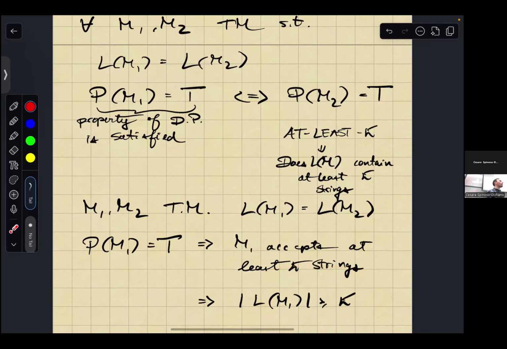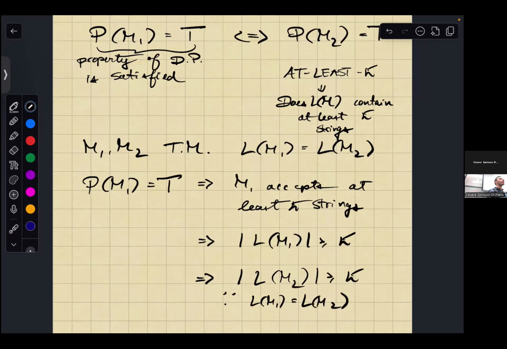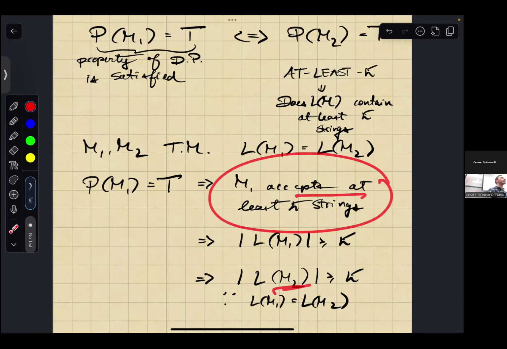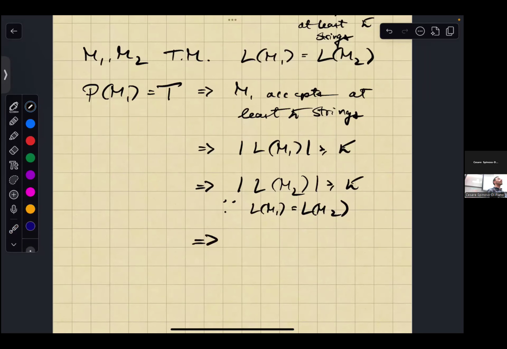Now, it's very important that I've represented this in terms of L of M1. Why? Because the only thing I know about M1 and M2 is that they accept the same language. But that's actually quite useful here, because since L of M1 is equal to L of M2 by assumption, I have the same thing about L of M2. And this is just a slightly more formal way of saying M2 accepts at least K strings. Which means, I'm just going to skip a step, that the property is satisfied by M2 as well.